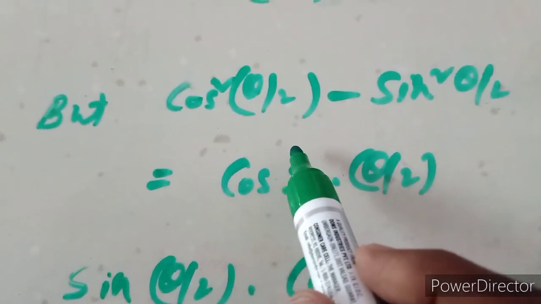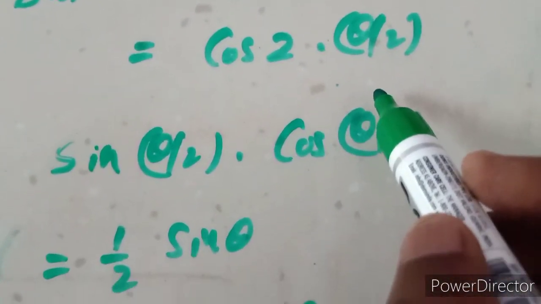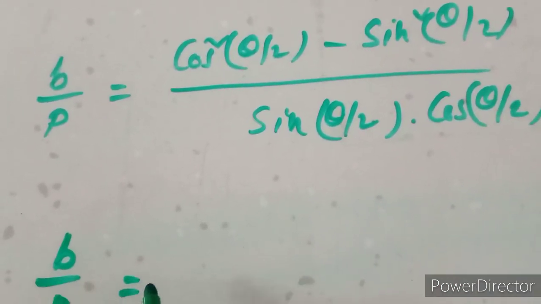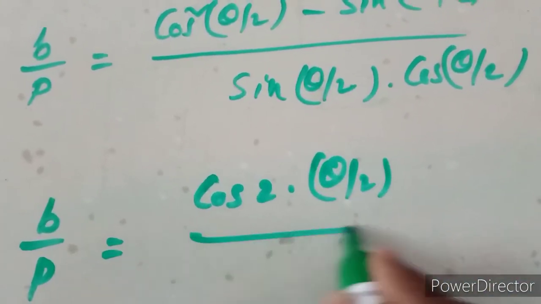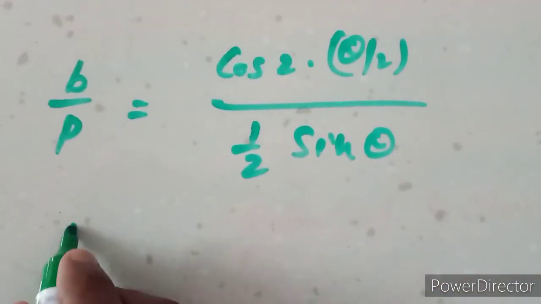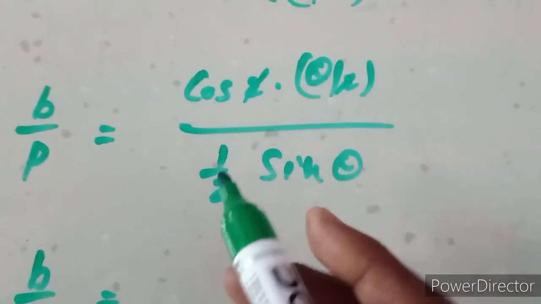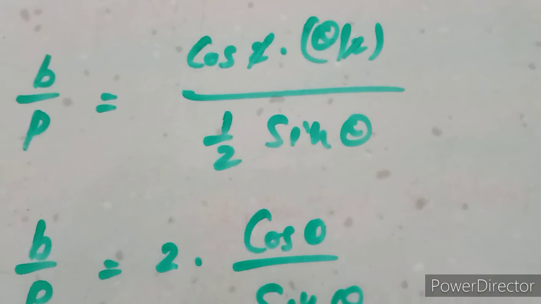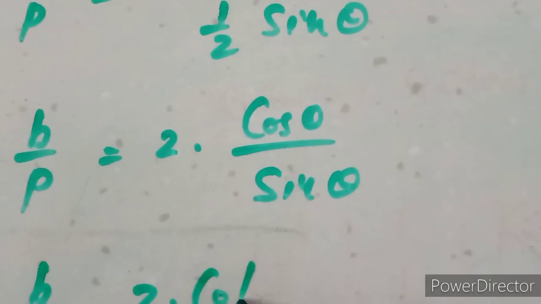This cos square theta upon 2 minus sin square theta upon 2 equals cos theta. These two equations are substituted in the above. Therefore, B upon P equals cos theta upon half sin theta. B upon P equals, 2 cancel, 2 cos theta upon sin theta. B upon P equals 2 cot theta.